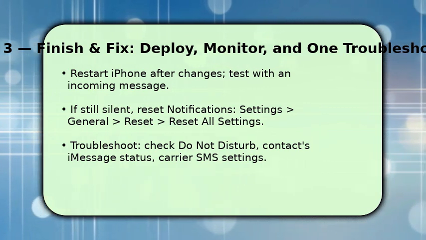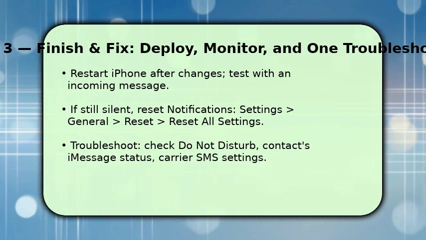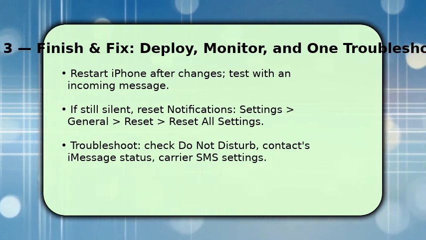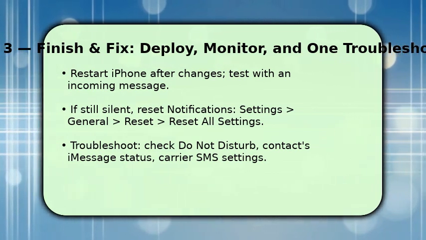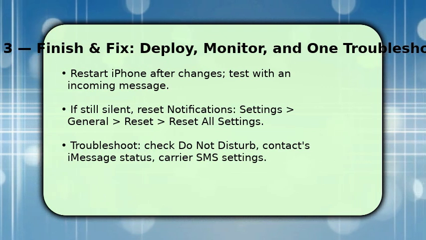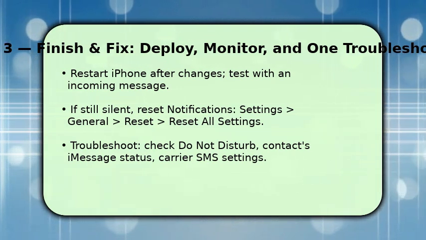If problems persist, verify Do Not Disturb schedules. Ensure the other person isn't blocking you or using a non-iMessage device. And confirm carrier SMS settings. These are the usual hidden causes when notifications still fail.